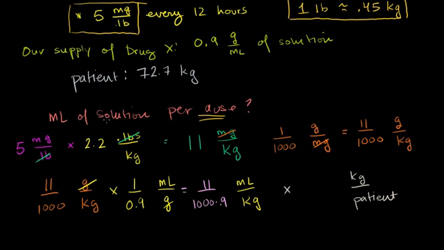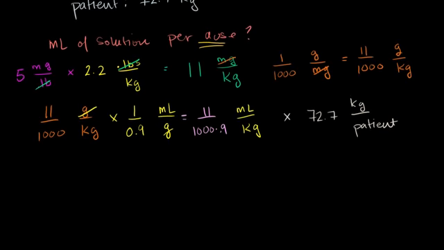We want milliliters of solution per dose per patient, but everything we've assumed so far has been per dose. So how many kilograms does a patient weigh? Well, there's 72.7 kilograms per patient. That's how much the patient weighs. So we just do this final multiplication, and we'll be done. Notice these two things are going to cancel out. So our final answer is going to be 11 times 72.7 divided by 100 times, actually 100 times 0.9 is pretty easy to figure out. That's 900. Divided by 900 milliliters per patient. Or you could just say milliliters per dose, however you want to say it, per dose per patient.